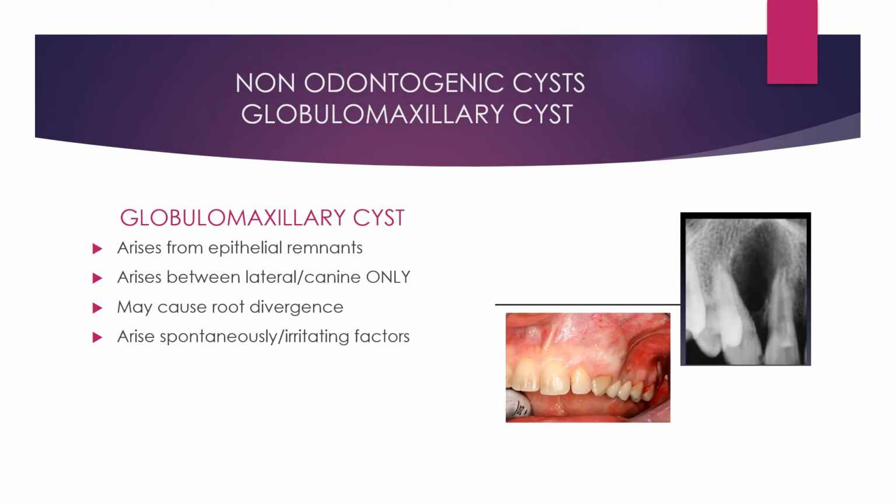Some cysts are easily distinguishable by their location. So it is with the globulomaxillary cyst. Globulomaxillary cysts occur between the maxillary lateral and canine. It arises from epithelial remnants, and it arises only between the lateral and the canine. It may cause root divergence, as you can see on the radiograph on the far right. The roots of the canine and the lateral are beginning to diverge. They arise spontaneously, or sometimes there are some irritating factors that may cause the globulomaxillary cyst to arise.